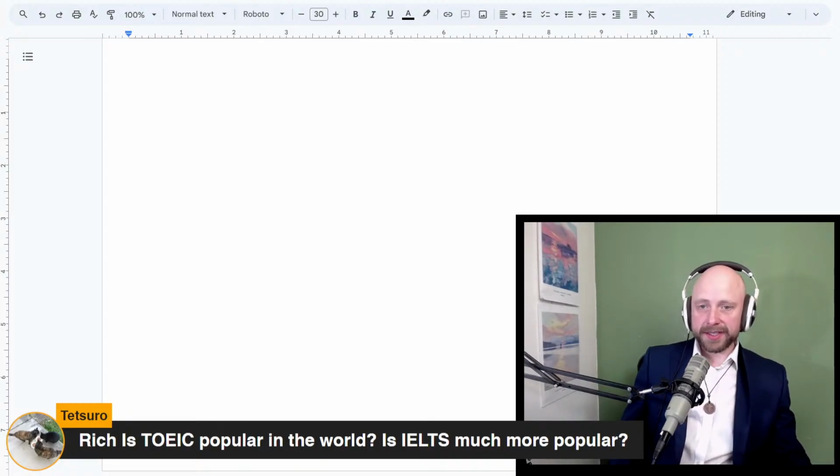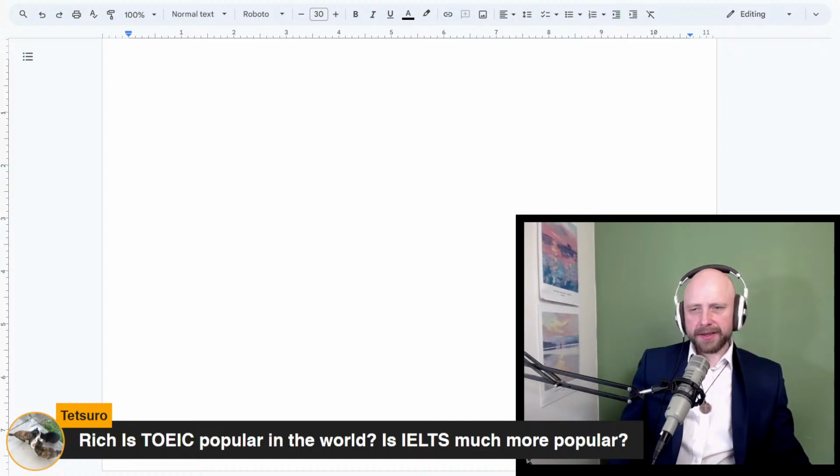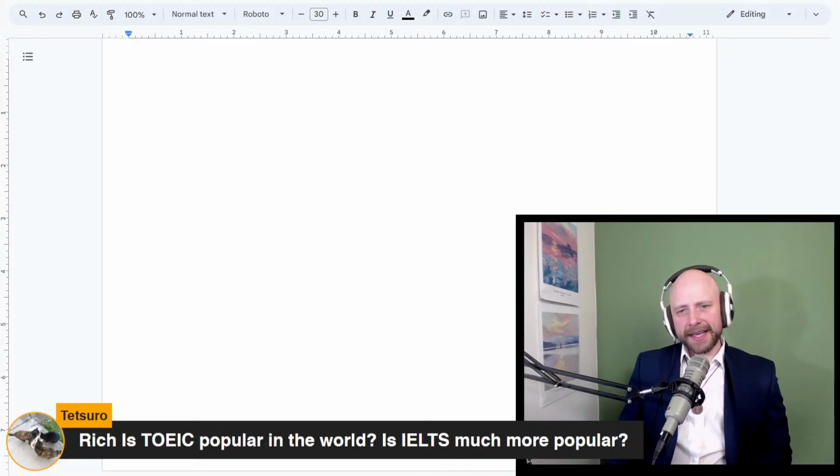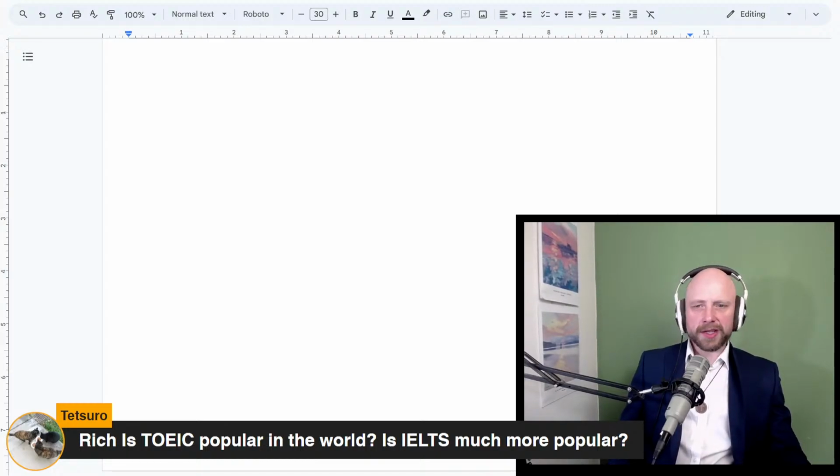TOEIC is popular, but IELTS is more popular. I'm not sure about much more. That's difficult to say, but TOEIC is popular. Really, Tetsura, the important thing is you need a clear objective. If you know exactly the institution that you want to go to, it can really help you decide which exam to take. Cambridge English is popular. TOEFL is quite popular. IELTS is probably the most popular in my experience.